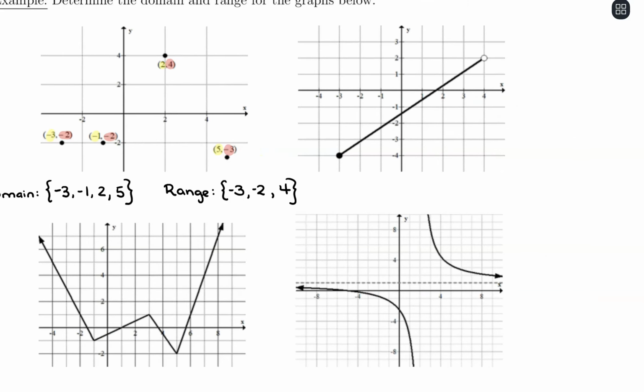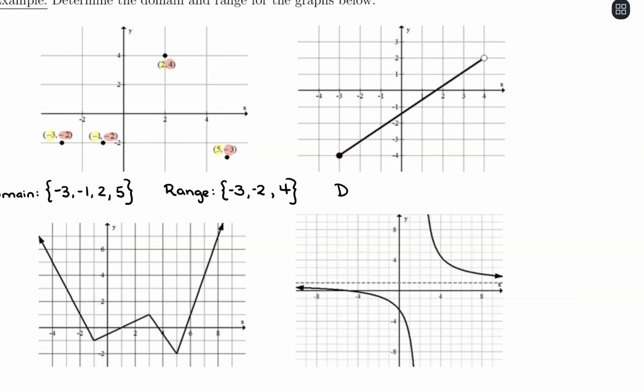For this next graph, we have a linear function, and it's starting at x equals -3 and going to +4. Now at -3, so we're at the coordinate -3, -4, we have a closed circle, and then at +4, +2, we have an open circle. So it's telling us a bit about how this function's defined.